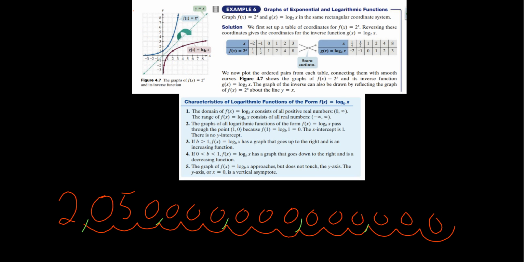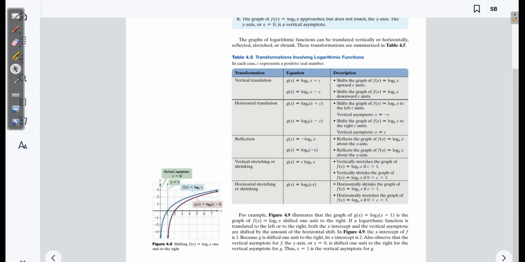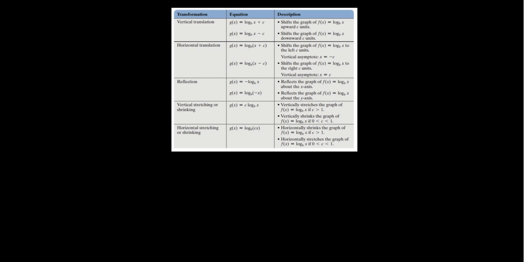The graph of f of x, looking at number 5 here, equals log base b of x, approaches but does not touch the y-axis. Again, we kind of talked about that a second ago. And the y-axis, or x equals 0, is a vertical asymptote. Transformations of logarithmic functions behave exactly like you think they would. The exact same way that we did with our parent functions, the exact same way that we did with our exponential functions.